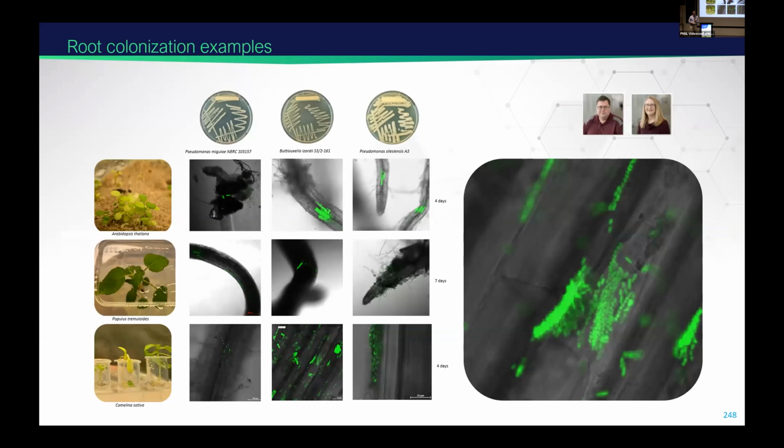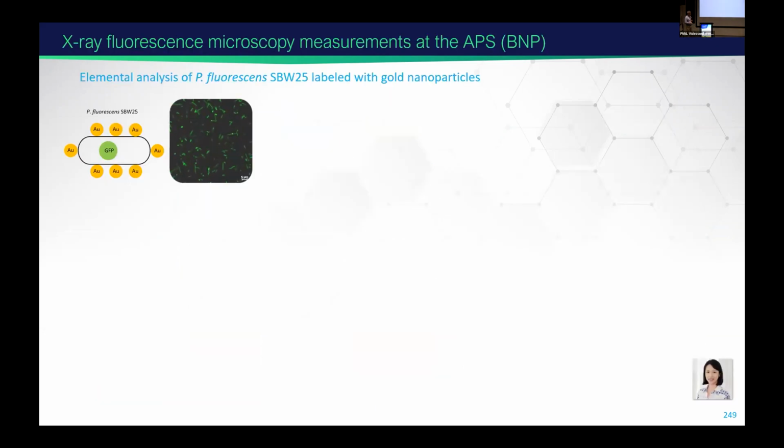Here's just an example of three different microbes and three different plants: Arabidopsis, poplar, and Camelina, and how they were able to colonize. In this case, we're using a GFP variant that Rose Wilton has developed as part of the Small World project. It's a stable label that lingers around without selection for weeks at a time. We also wanted to take advantage of the APS capabilities before the shutdown.